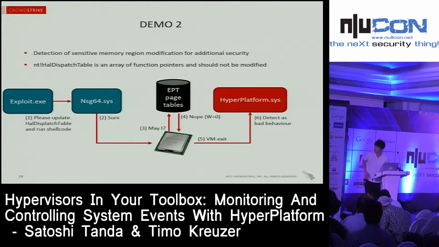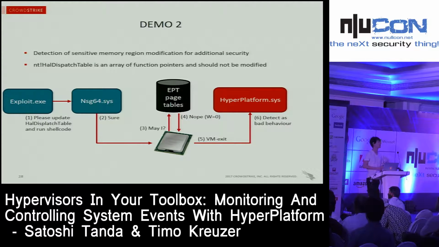So let me demonstrate what kind of things you can do with this technique. In this demo, I am going to show very simple memory protection based on virtualization technology. I am going to set a memory region named the HAL dispatch table to be non-writable, so basically protecting that region. The HAL dispatch table is an array of function pointers, and it's often modified by traditional kernel local privilege escalation exploit programs.